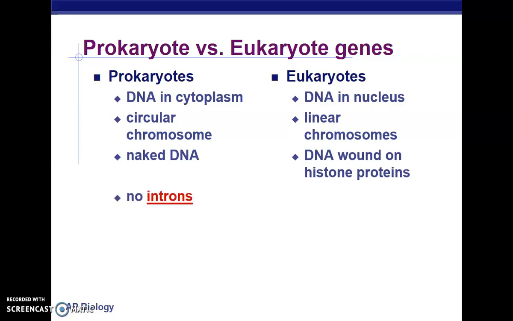And then, last but not least, prokaryotes have no introns. So all the DNA that is in the circular chromosome codes for a protein. And you think about it, that makes sense because prokaryotes or bacteria are small cells, much smaller than eukaryotic cells, and they don't want to waste space with junk DNA. And obviously, as we've seen with eukaryotes, it's the job of the spliceosome to splice out the introns and keep the exons, or the coding DNA.